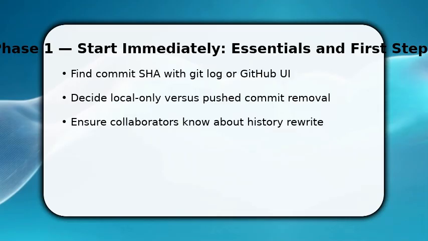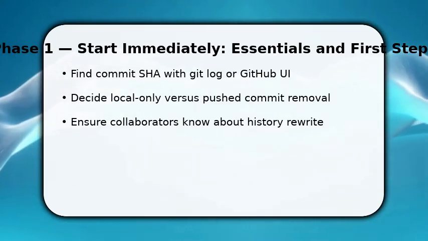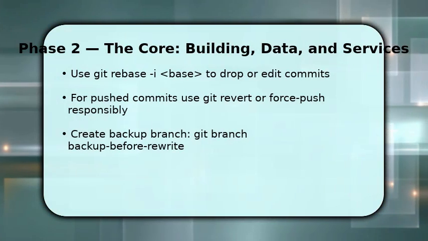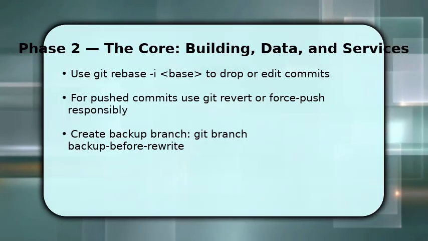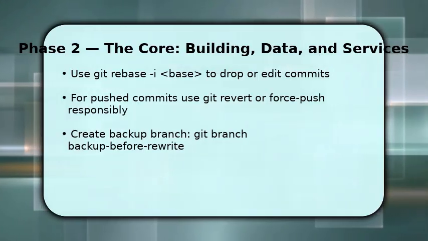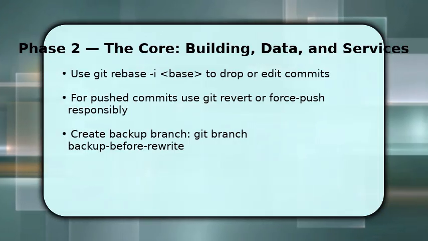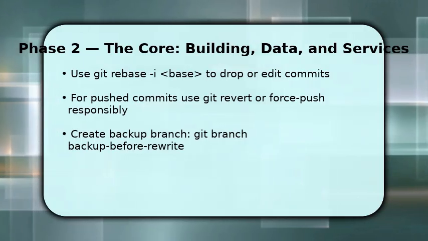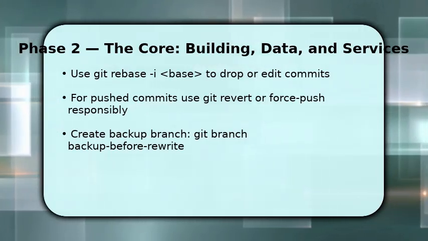Now open your terminal in the repository and confirm your current branch. Proceed only when you have a backup branch or tag as a safety net. You will now perform the rewrite. Run git rebase -i base commit and mark the target commit as drop or edit, save to apply. If you prefer non-destructive changes, use git revert to create a reversing commit instead.